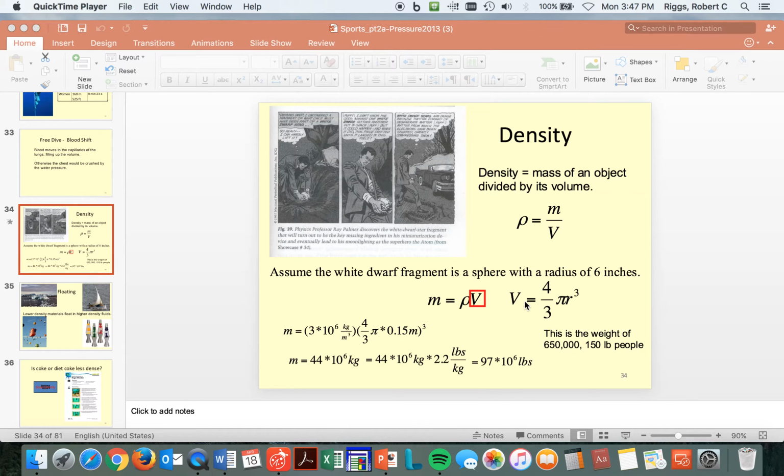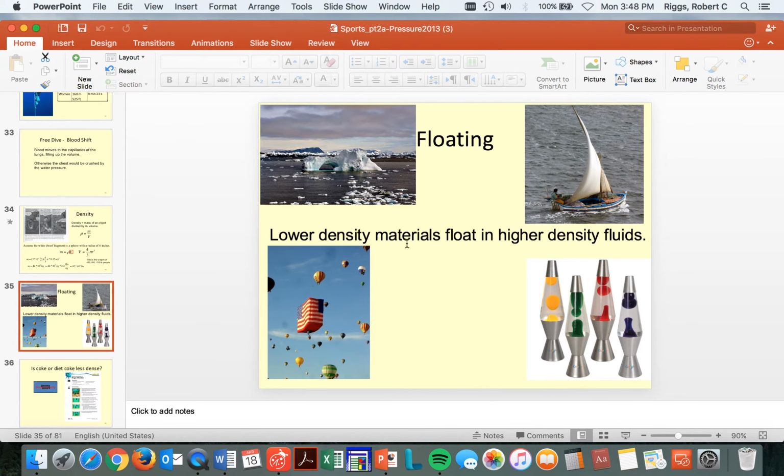But density is kind of tricky, and my boss has done a good job on this slide of showing you how to do it. But I want to show you how to do it using a golf ball. So let's find the density of a golf ball. Will a golf ball float? Lower density materials float in higher density fluids.